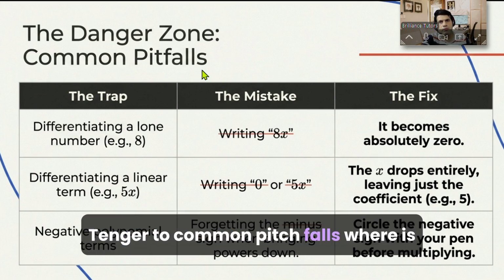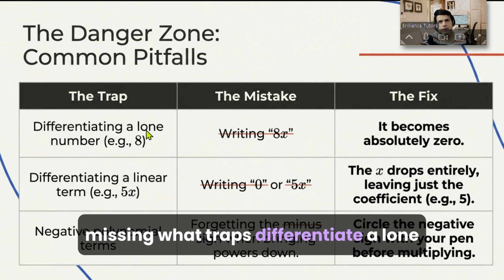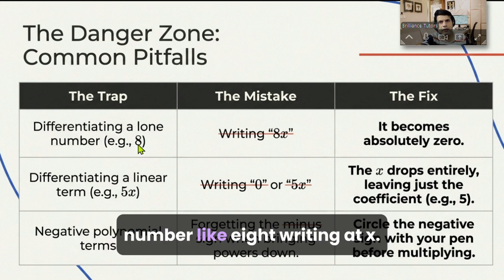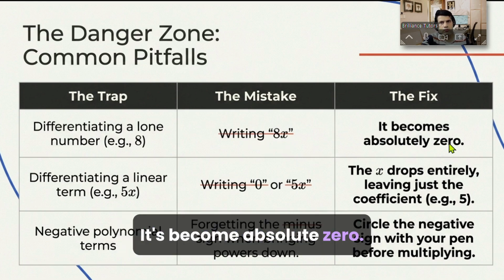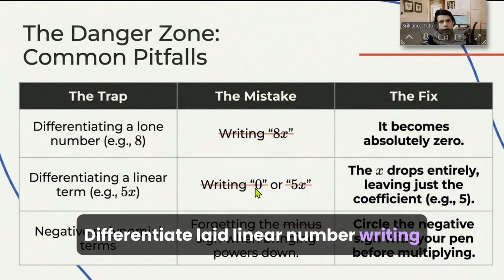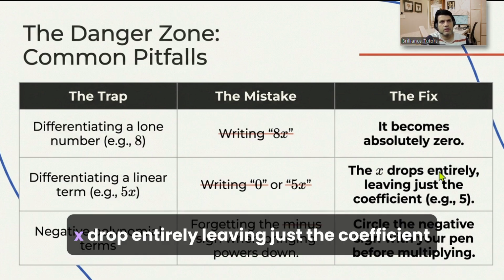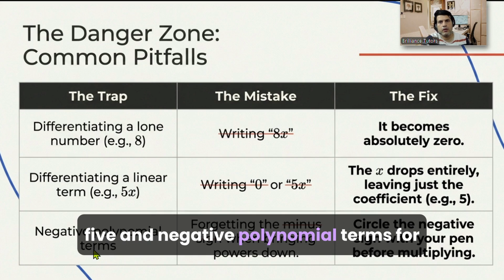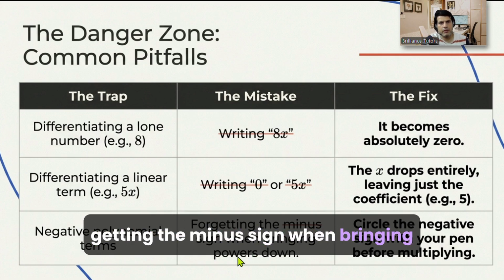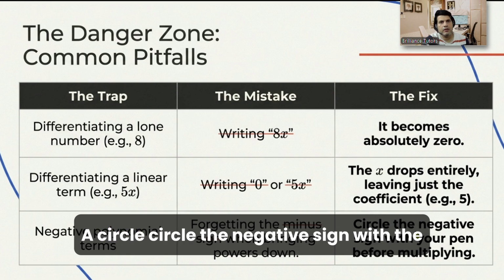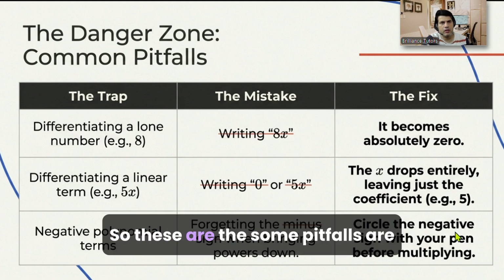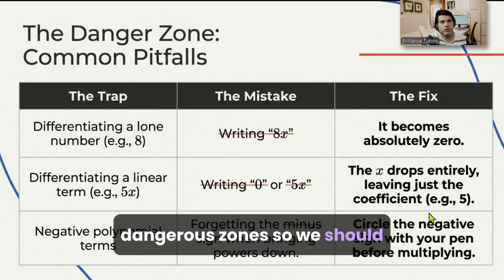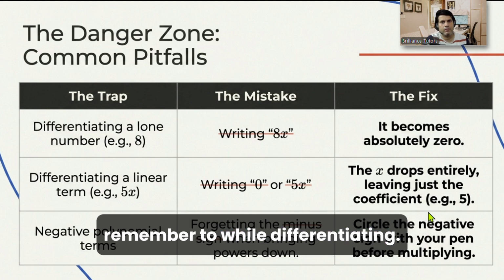Danger zones and common pitfalls, what are the traps. Differentiating a constant like 8, writing 8x, it becomes absolute 0. Differentiating a linear term like 5x, the x drops entirely, leaving just the coefficient 5. And negative polynomial terms: forgetting the minus sign when bringing the power down. Circle the negative sign with your pen before multiplying. Okay, so these are some pitfalls or danger zones we should remember while differentiating.